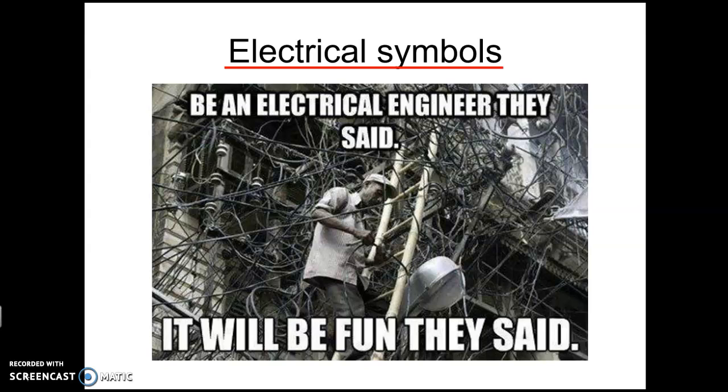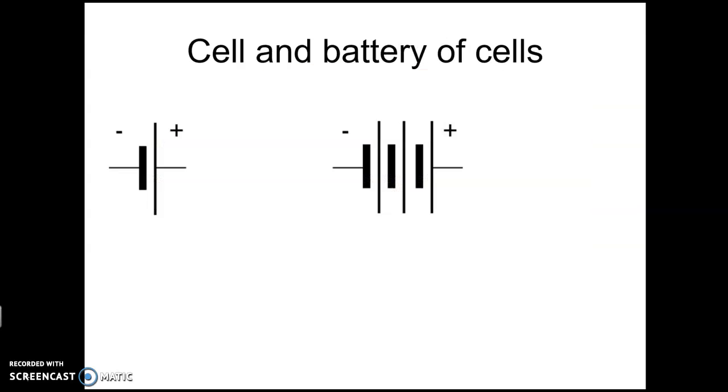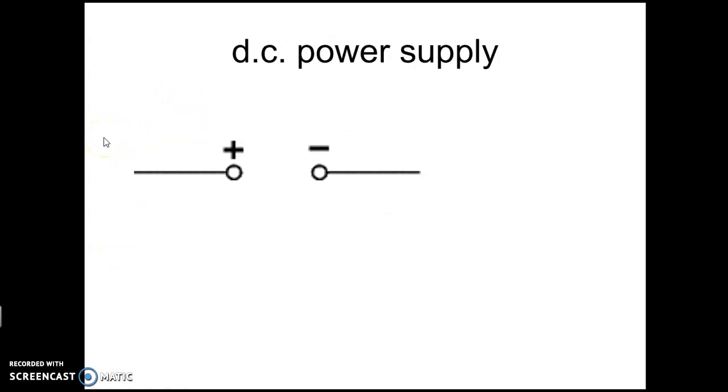Okay, we looked at symbols. Now, I'm not going to go through all these. You just need to know these. So I'll go through them very quickly. Cell and battery of cells. Notice they're all connected the same way around. The long line is the positive side. Yeah, the short line is the negative side.